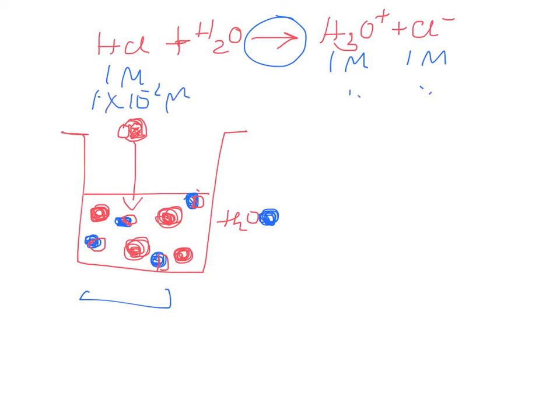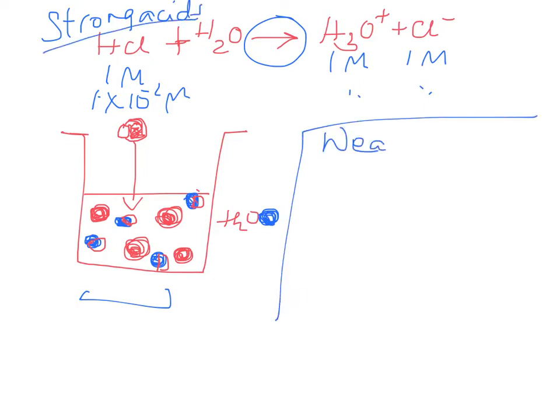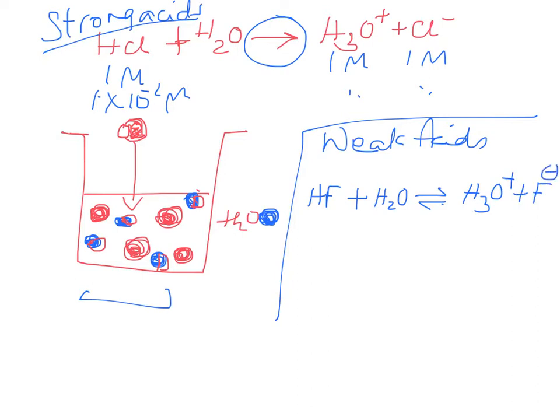So the original concentration of a strong acid remains the same. You can determine that immediately very effectively. This is for strong acids. What about weak acids? Let's say something like HF plus H2O gives you H3O plus and F negative. First thing you should notice is use of the equilibrium arrow. That means there is a forward reaction, and there is a significant backward reaction.